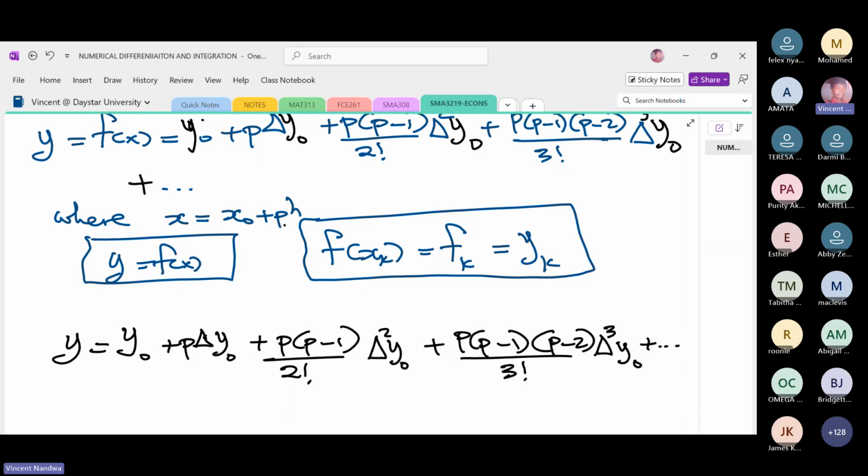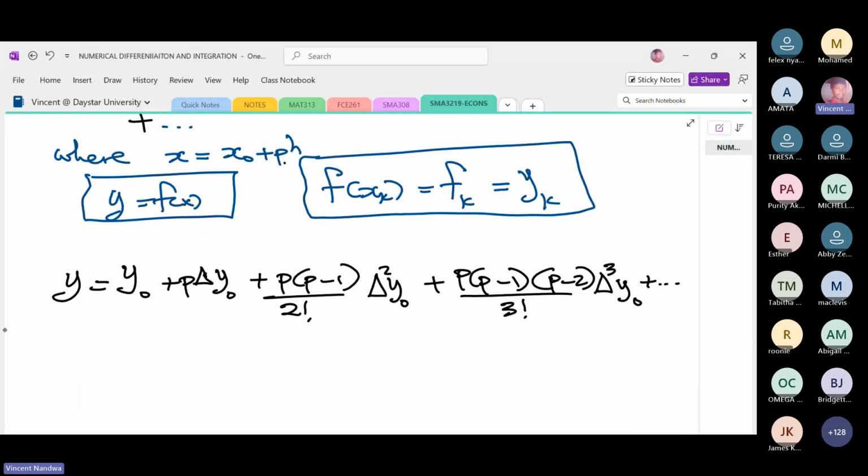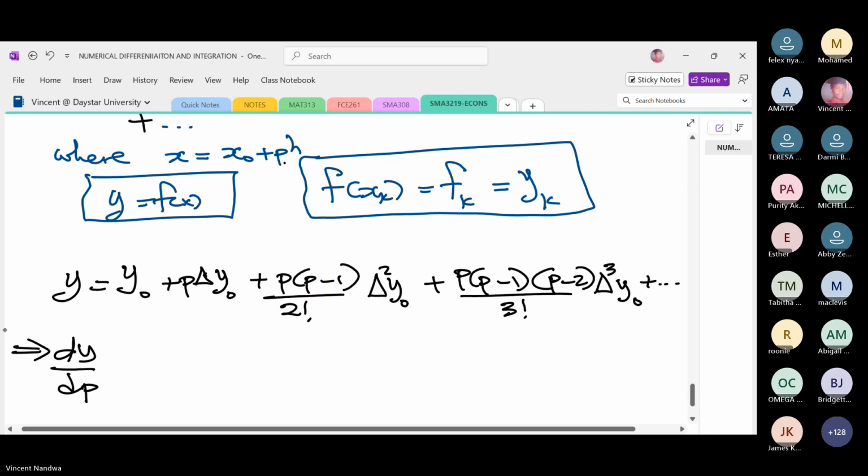Remember, our objective is to find dy/dx. So from this equation, dy/dp: remember y naught is the initial value of y at x naught, so it's a constant, and the derivative of a constant is 0. So when I differentiate this with respect to p, I just get 0. And then when I differentiate this term with respect to p, I'll have the derivative of this term with respect to p.